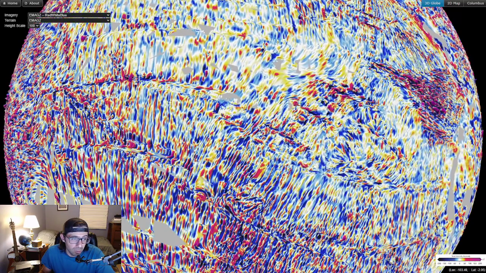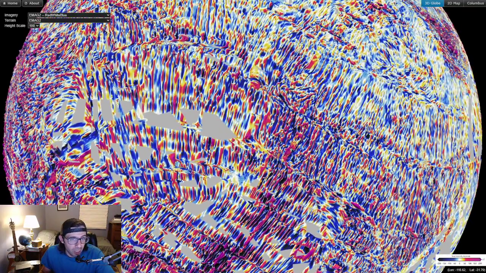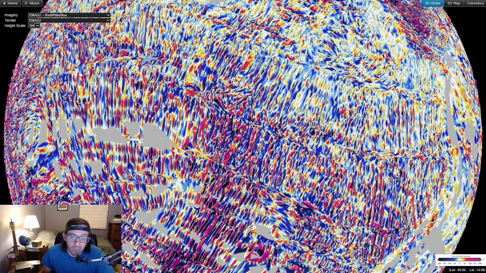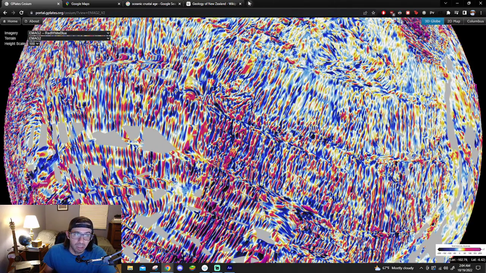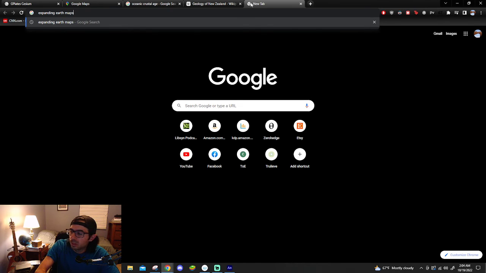I just don't know why Australia seems to be fanning out so much, or where it would be. Maybe it would be good for me to look at expanding Earth maps.